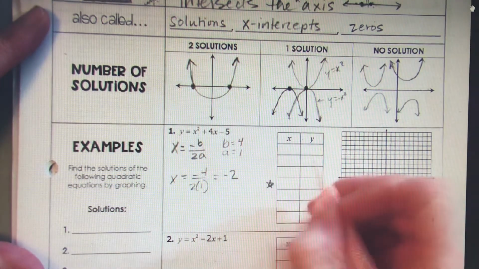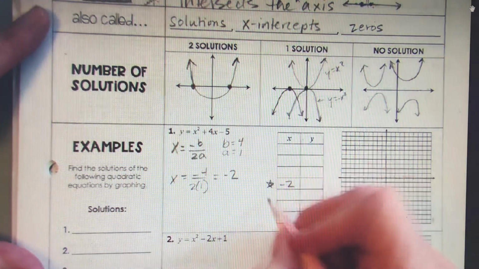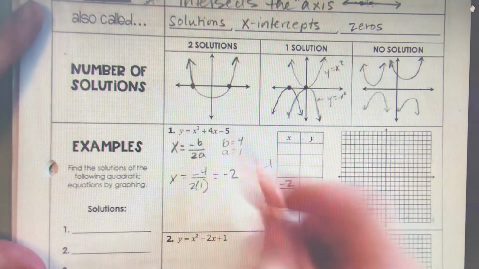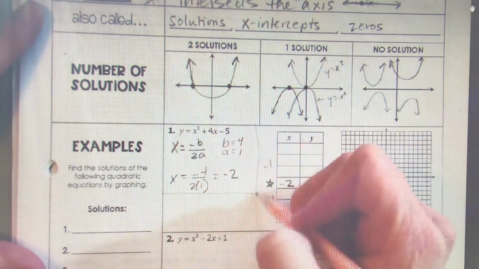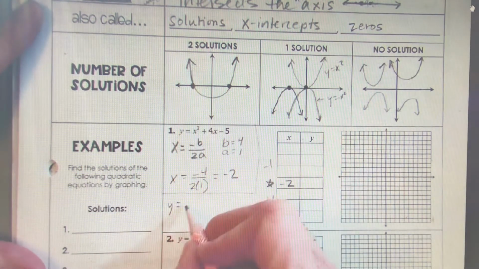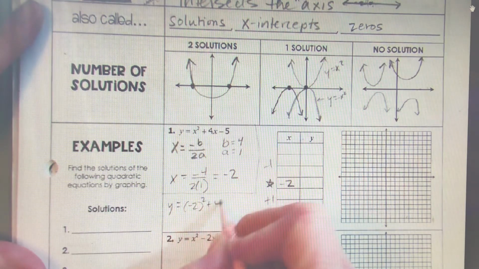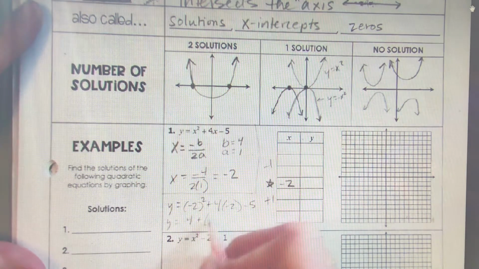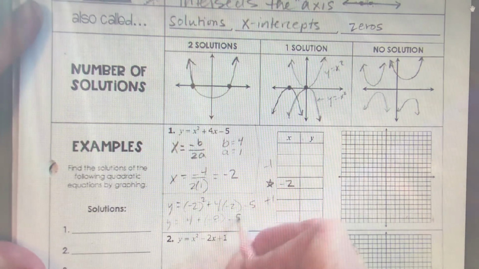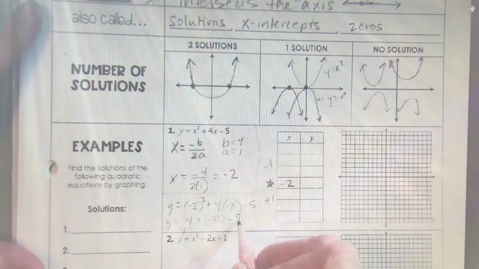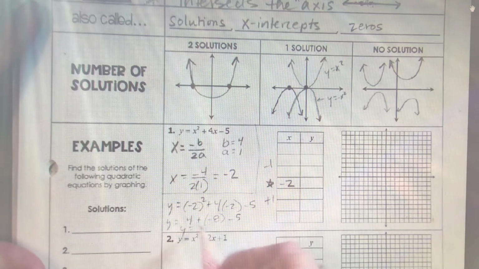Now I'm going to put my vertex in the middle row. I'm going to add 1 as I go up, subtract 1 as I go down. If I plug negative 2 back in, which I am going to show you, y equals negative 2 squared plus 4 times negative 2 minus 5. Y equals 4 plus negative 8. It's always good to keep your signs and numbers in parentheses. Minus 5. Y equals, well, it seems like I have negative 4 minus 5 is negative 13. And then 4, so I'm going to end up with negative 9.